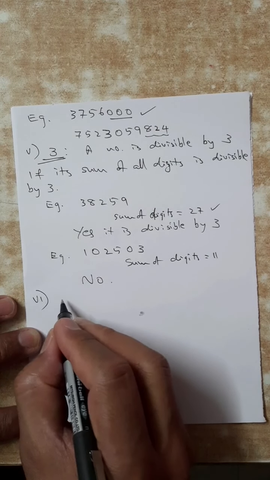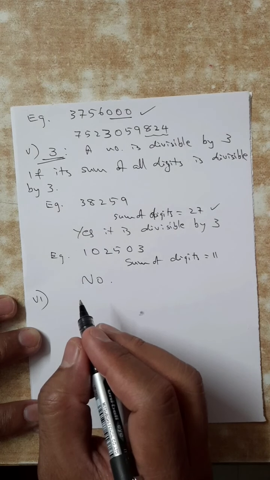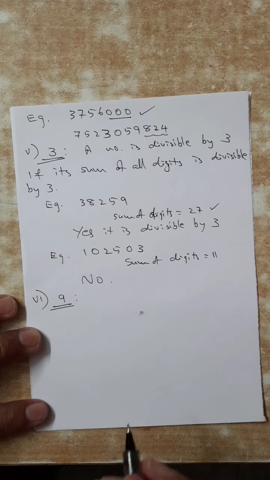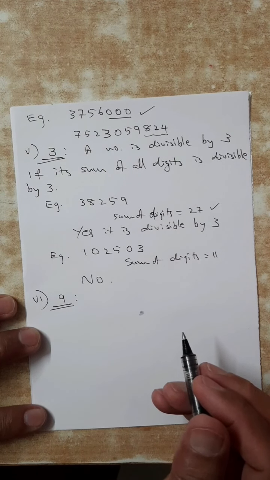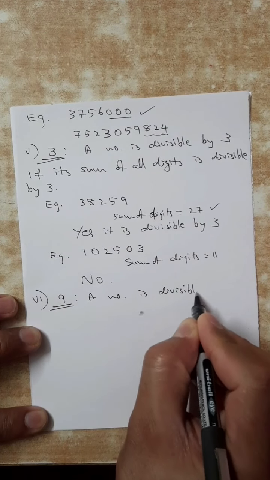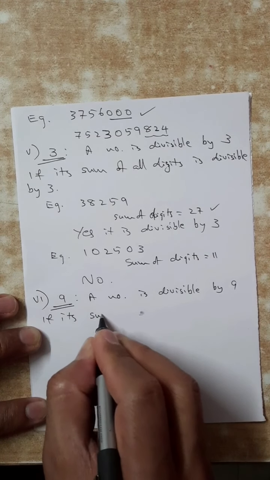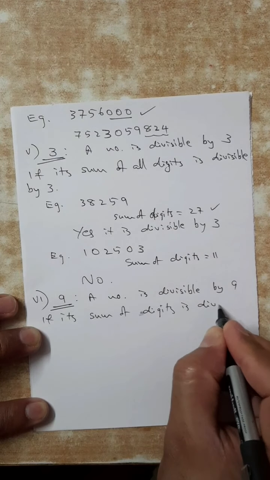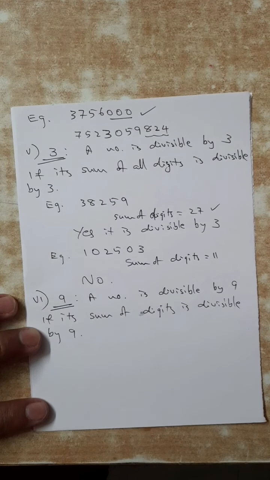What about the next one? After the divisibility test of 3 comes the divisibility test of 9, the same category. Same sentence: a number is divisible by 9 if its sum of digits is divisible by 9.